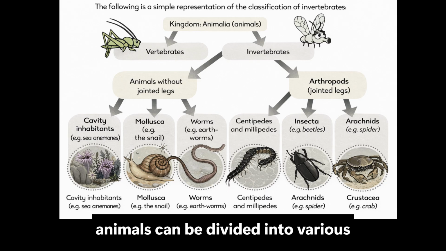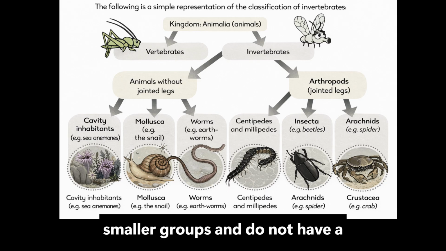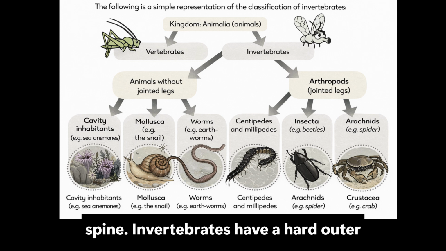2.4.2 Invertebrate animals. Invertebrate animals can be divided into various smaller groups and do not have a spine. Invertebrates have a hard outer covering on the outside of the body. This is called an exoskeleton. There are more than 1.3 million invertebrate species on Earth. Listen to the explanation of the diagram of the classes.